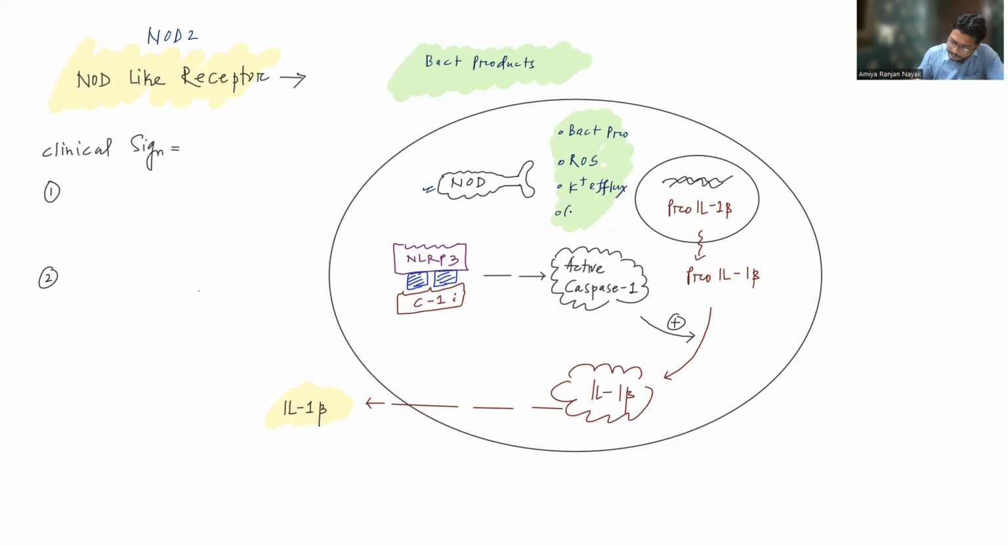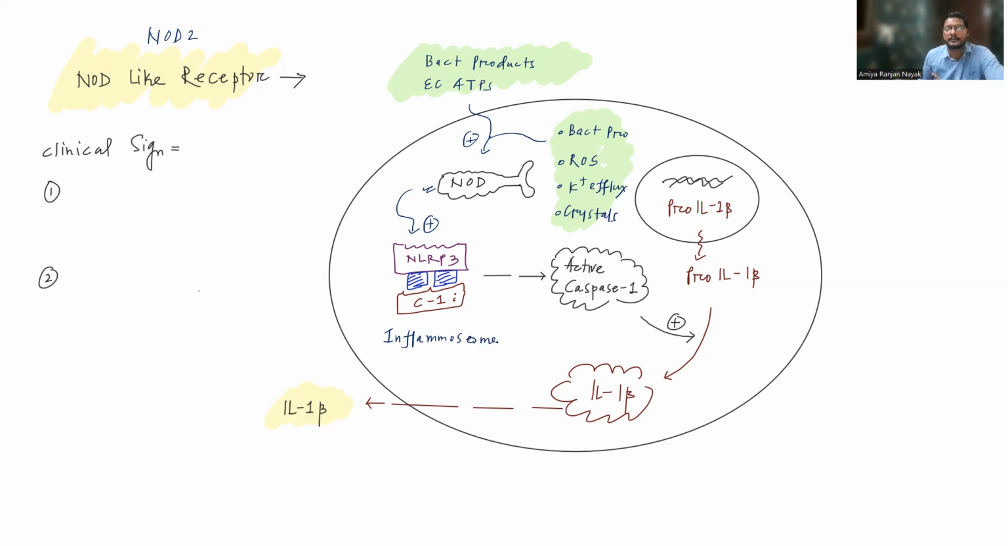It can also be activated by various crystals like uric acid crystals, and also by extracellular ATP molecules. So all of them can actually activate the NOD-like receptor. Once the NOD-like receptor is activated, it is going to activate another multi-protein complex that is known as inflammasome.